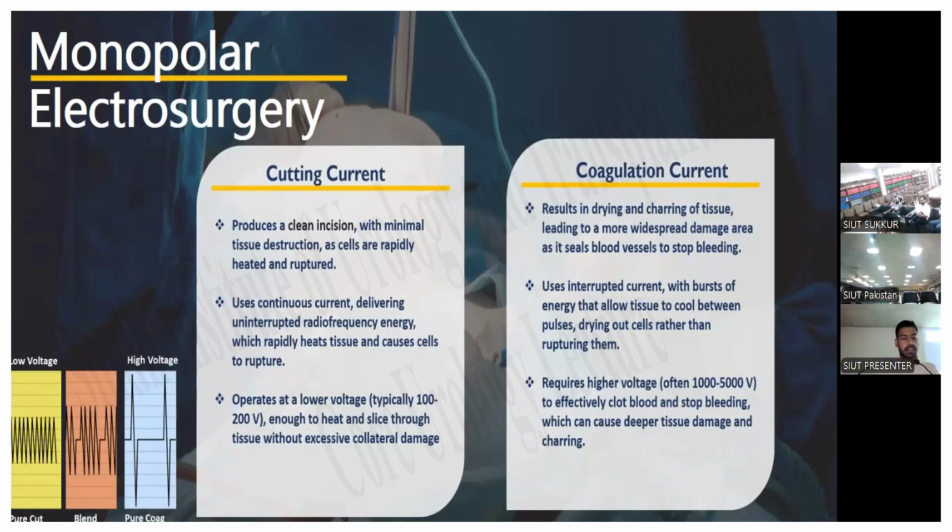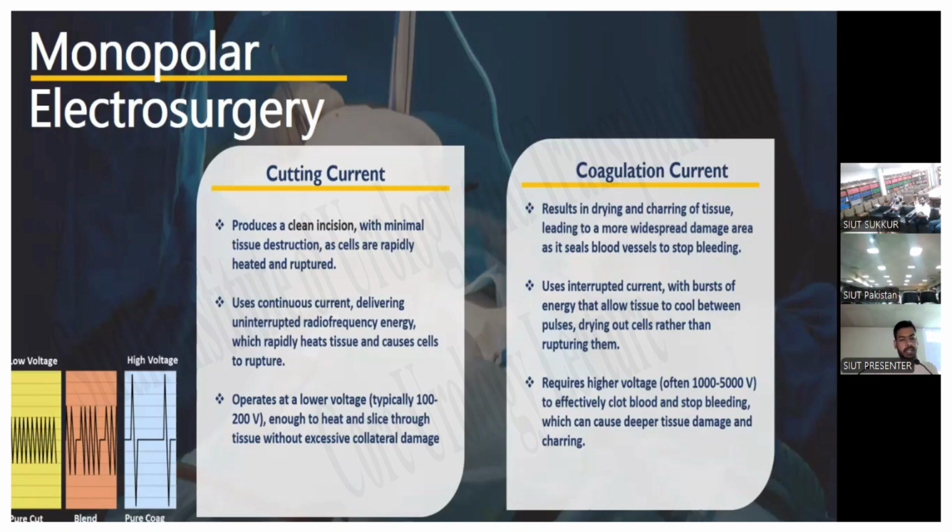So as we can see in the graph below, the cutting current uses continuous current, delivering uninterrupted radio frequency energy. Because it is continuous, it rapidly heats the tissue and causes the cells to rupture, hence causing the cutting. While in coagulation, the current is interrupted, and the bursts of energy allow the tissue to cool between the pulses, drying out the cells rather than rupturing them. So it causes the coagulation effect.